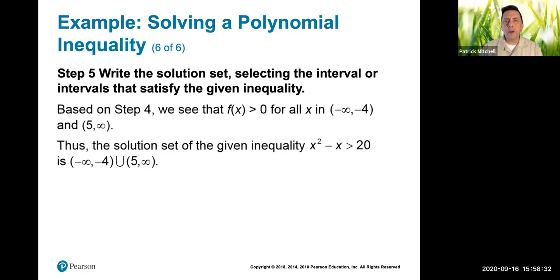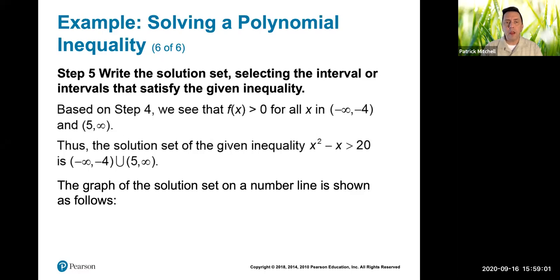Well, we transformed the original inequality into one of the form f of x is greater than 0. So there were 2 intervals that satisfied the inequality f of x is greater than 0. Those intervals were negative infinity to negative 4 and 5 to infinity, which means the solution set of this inequality is the set negative infinity to negative 4 union 5 to infinity, which you can see on this graph right here.